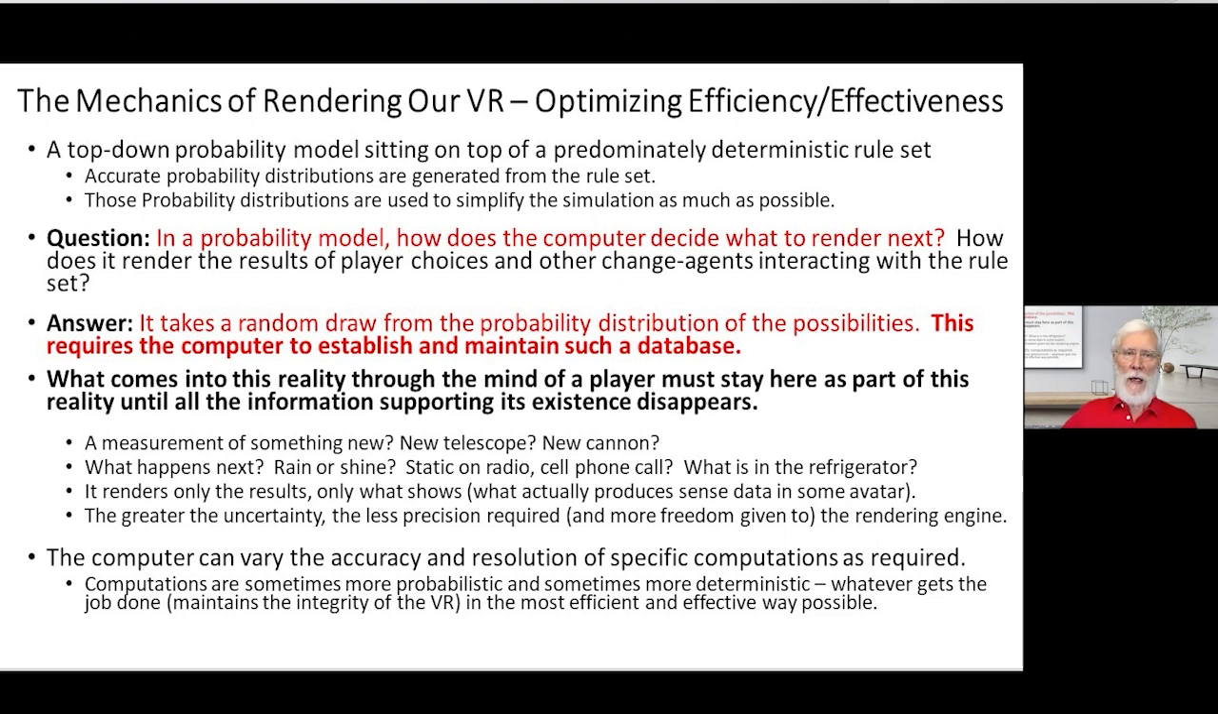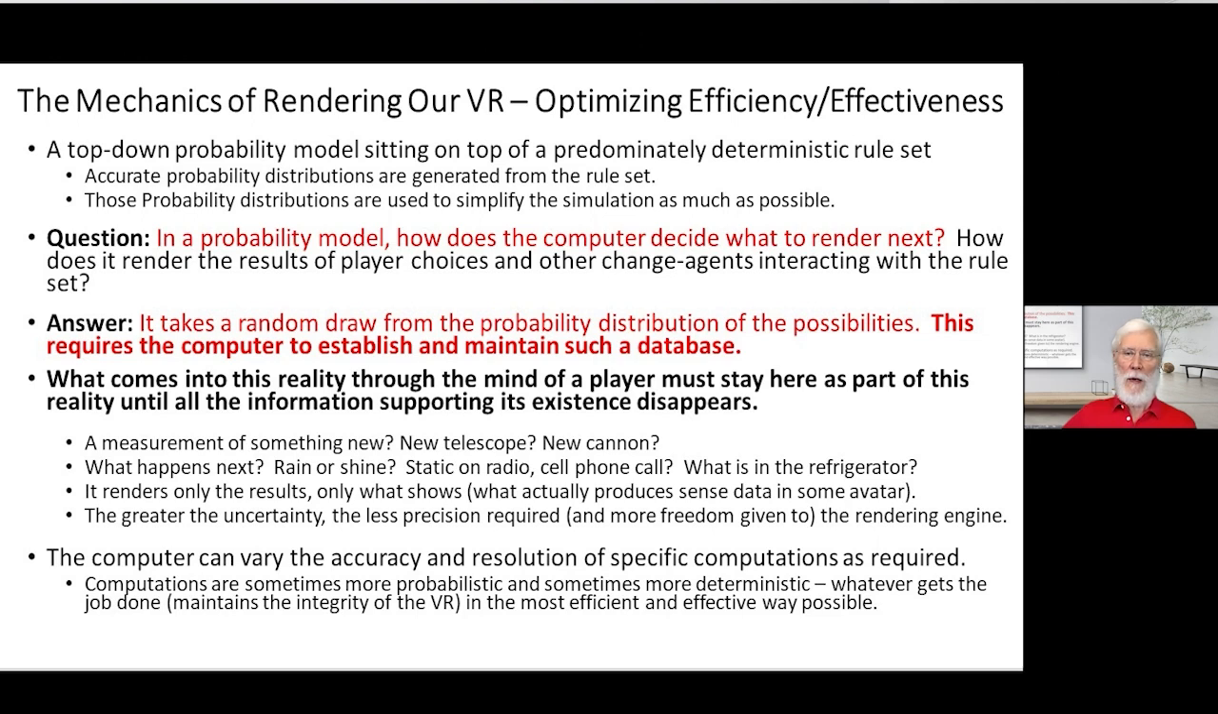So in a probability model, the question is, how does the computer decide what to render next? In other words, what's the next thing that's going to happen? Okay, well, the answer to that question is it takes a random draw from the probability distribution of the possibilities. This requires the computer to establish and maintain this database, a probability distribution of all the possibilities. Well, we should say all the reasonable possibilities, not all the possibilities. There's some probability threshold beneath which it does not have to keep track.